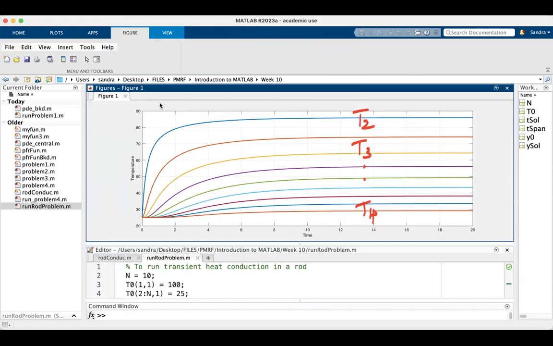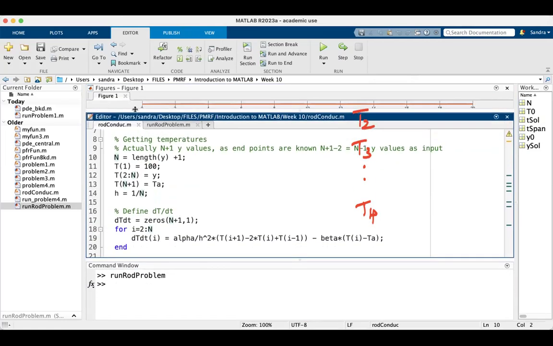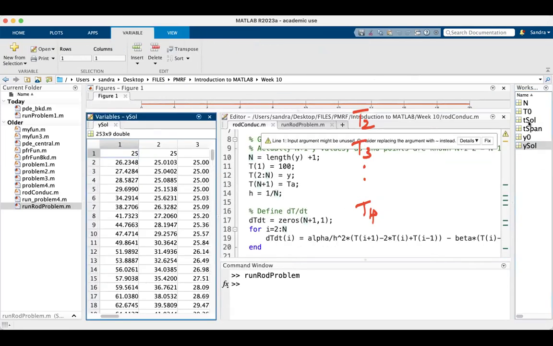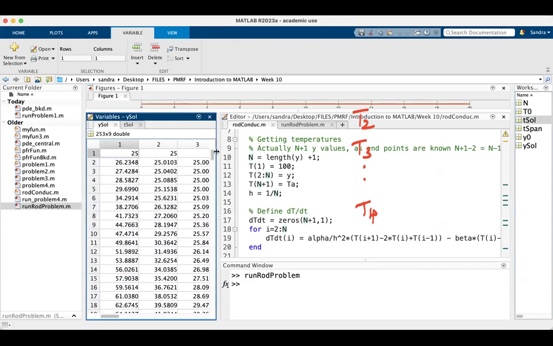This is how the plot looks. We'll come to that plot later. So let us look at how the Y sol looks. This is your Y sol, and this is your T sol. So your T sol is varying from 0 to 20.